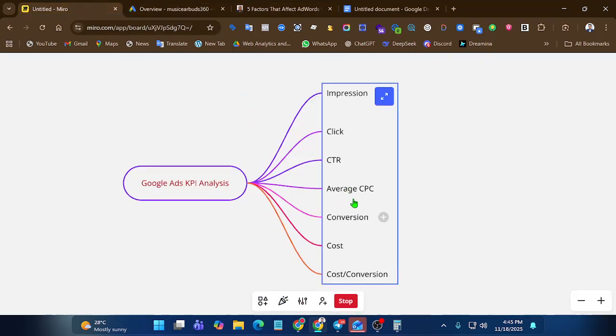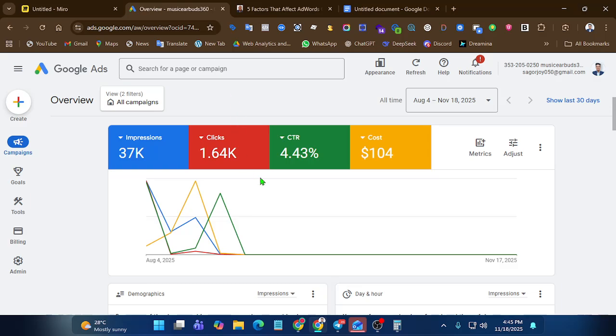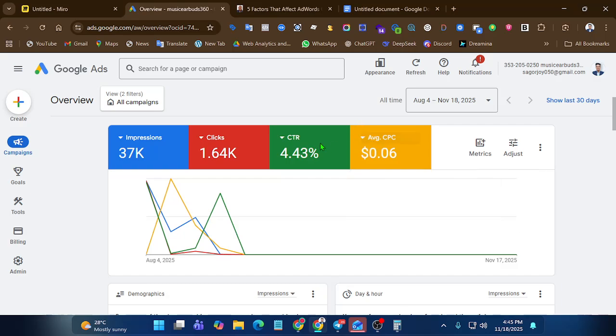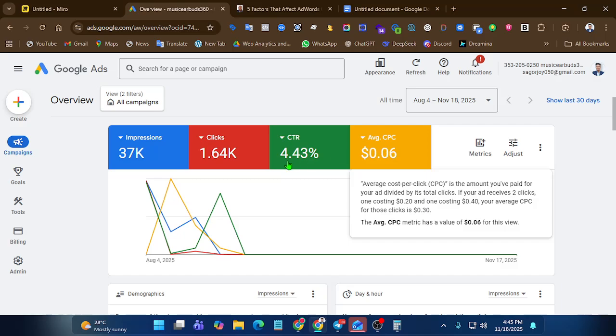Okay, then average CPC. This is the average amount you spent for each click overall. This is average CPC, average cost per click.